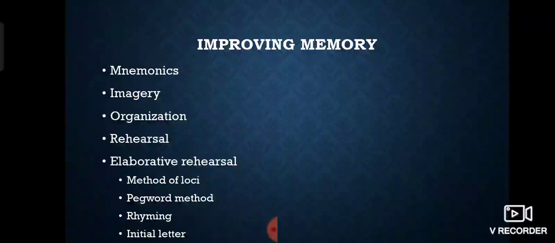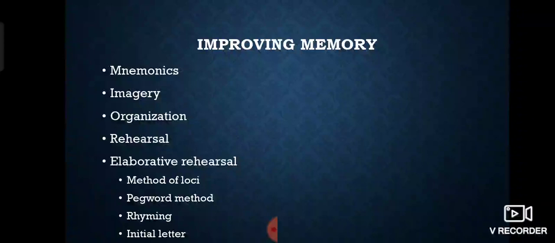Imagery, on the other hand, would refer to the mental representation of objects. If we form mental images, we can easily understand situations. Like when reading a book, it's important that we associate it with some images for better learning, to improve memory.